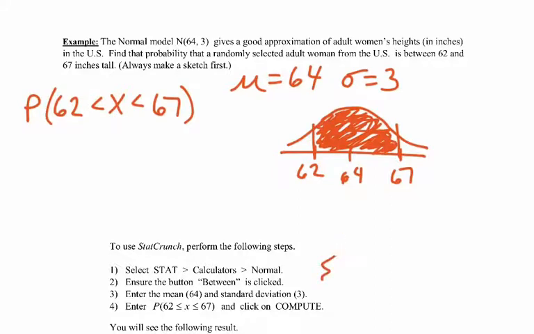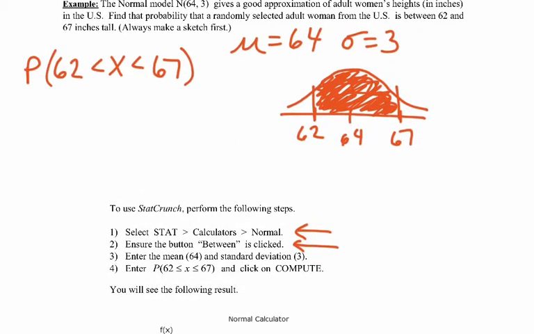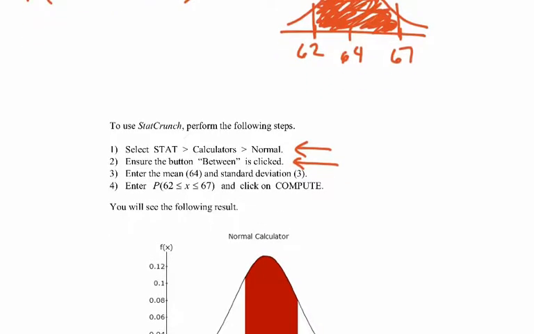So to figure out this probability using StatCrunch, we're going to have StatCrunch calculate this area for us, and here's the information that we need to put in. We need to go to the Stat menu and then go to Calculators and then select Normal Distribution. So Stat, Calculators, Normal Distribution. And then you're going to ensure that the button Between is checked. The reason I'm using Between is because I'm looking for a probability that's between 62 and 67 inches. Enter the mean. You have to tell StatCrunch what the mean and the standard deviation are. So the mean of 64 and the standard deviation of 3.